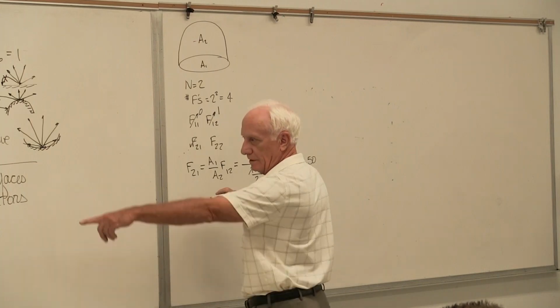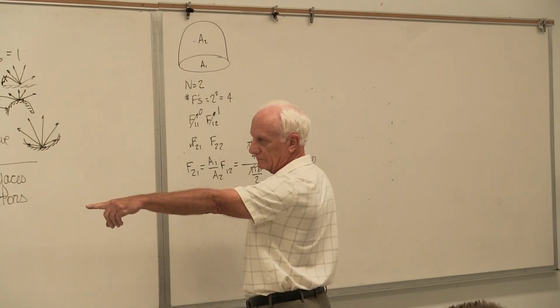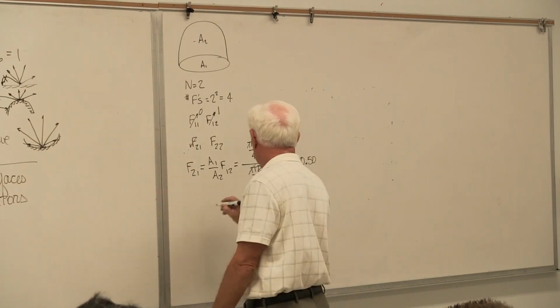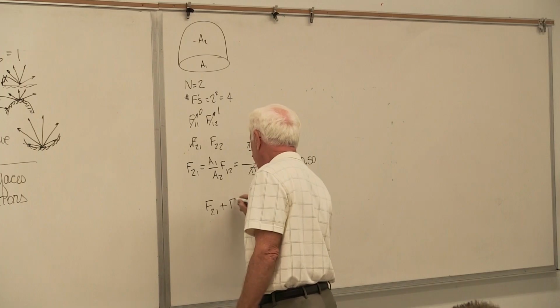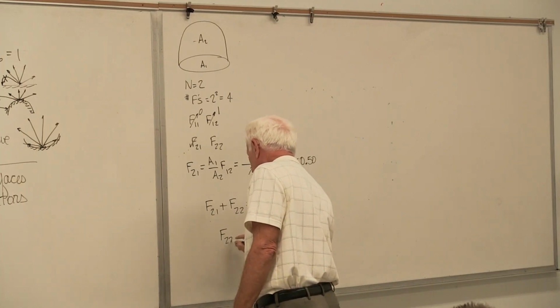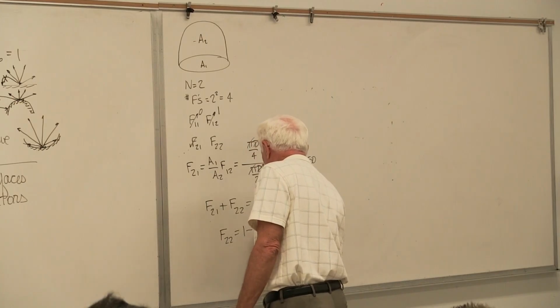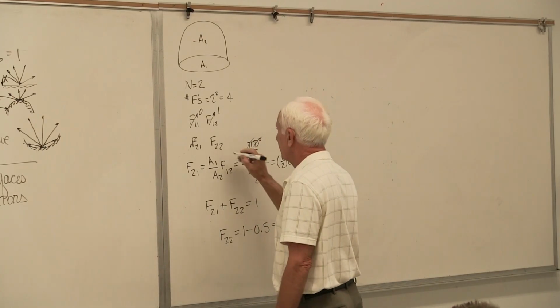F22, enclosure law, 2 surfaces, n equal to 2: F21 plus F22 equal 1. So F22 is 1 minus a half, equal a half. Got it?